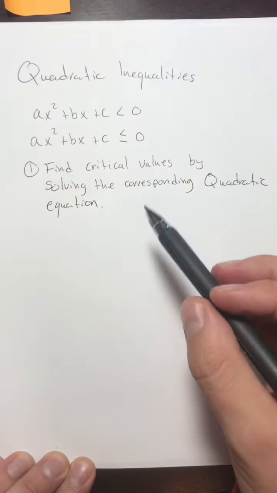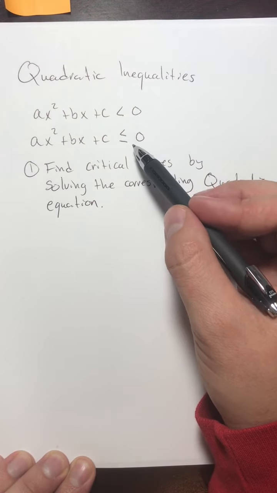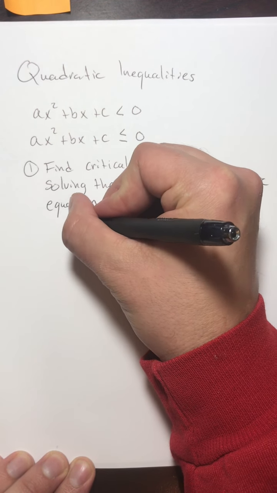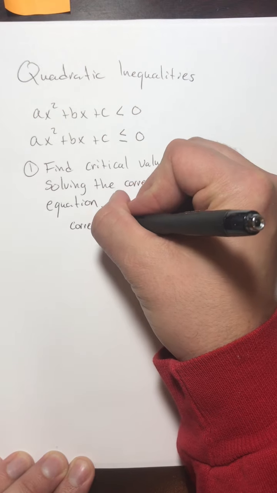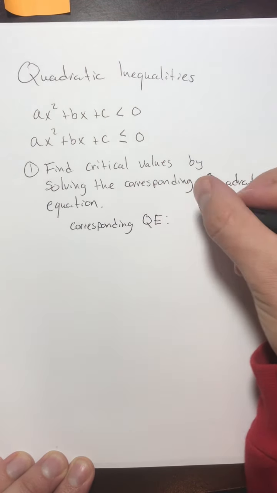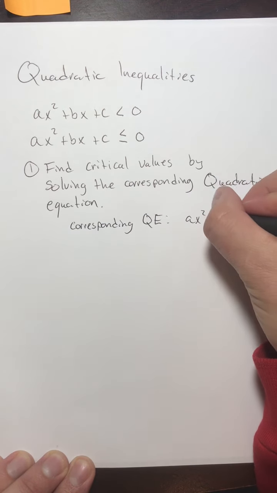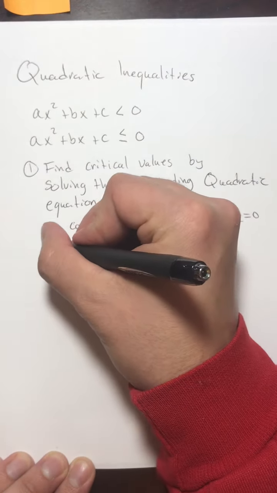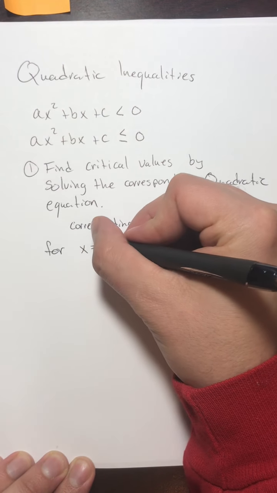So whether we start with a strictly less than or a less than or equal to, the corresponding quadratic equation is ax squared plus bx plus c equals 0.